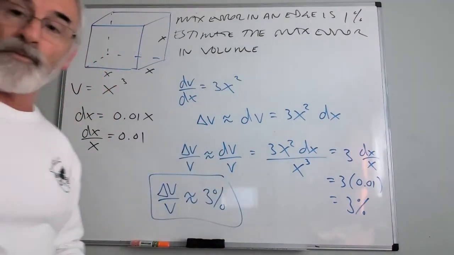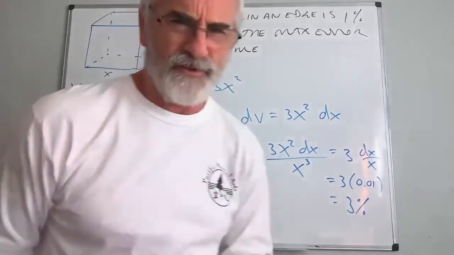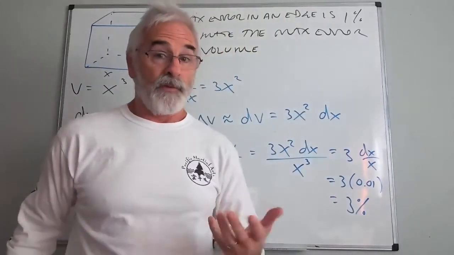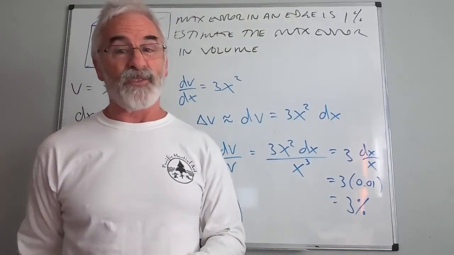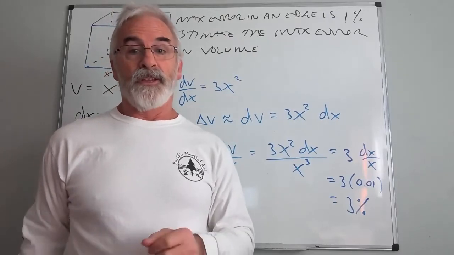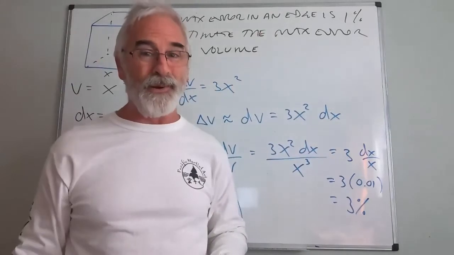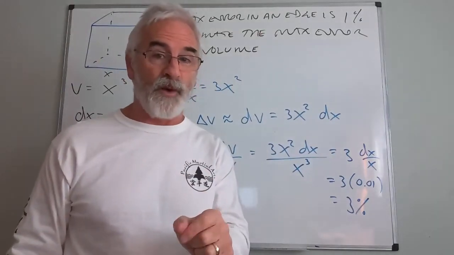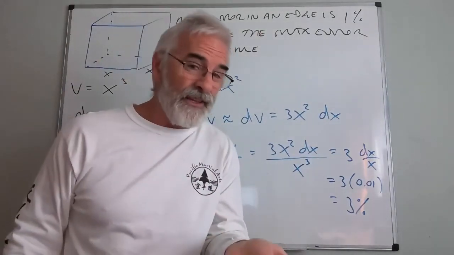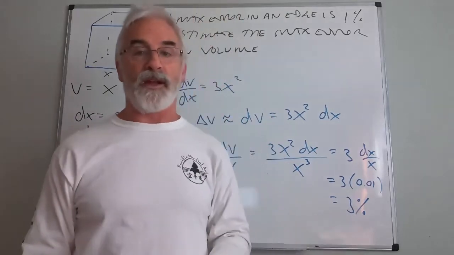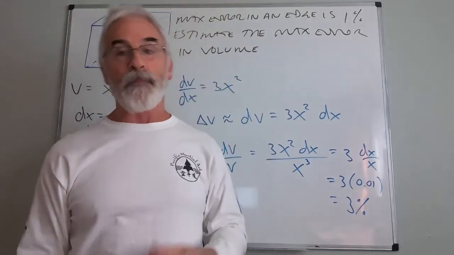Now, here's why this is so important in real life. Well, 1% doesn't seem like much of an error, but depending on what you're doing, maybe 3% is too big. You see, when you're selling cubes, you're not selling edges, you're selling the whole cube. And if an edge can be off by as much as 1%, maybe you can live with that, but the volume is off by as much as 3%. That might be too much.